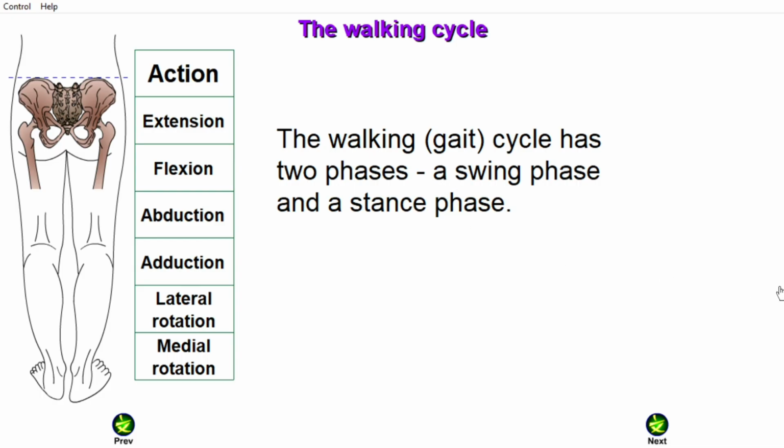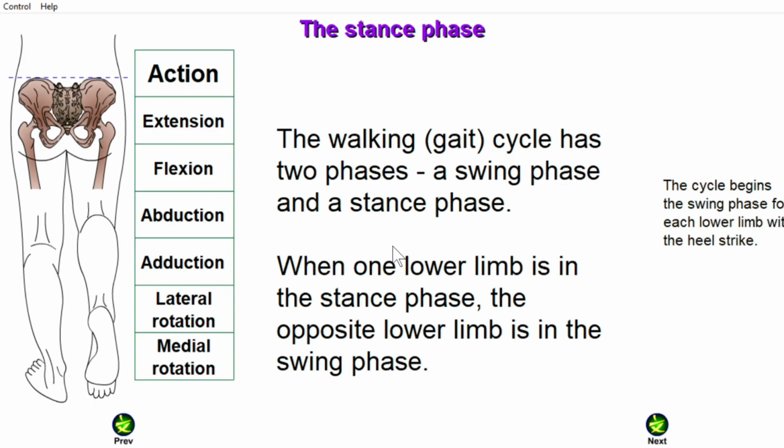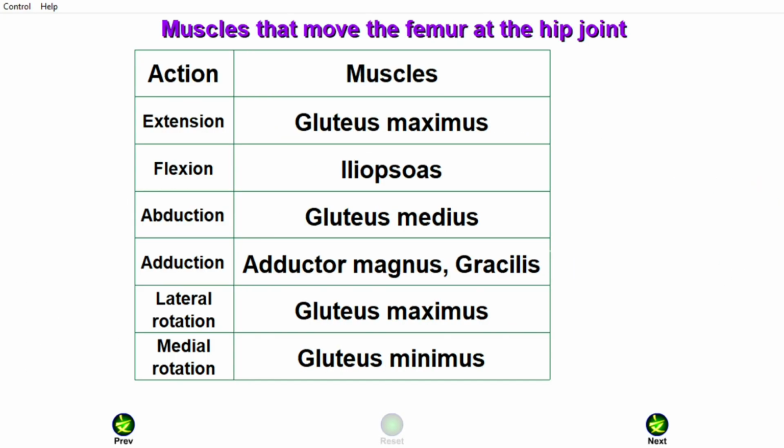During the walking cycle, there are two phases, a swing phase and a stance phase. When one lower limb is in the stance phase, the opposite lower limb is in the swing phase, and vice versa. Let's have a closer look at the muscles that produce these actions at the hip joint.